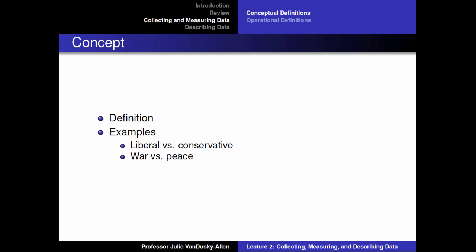For example, we understand that there are differences between being a liberal and being a conservative, but what exactly are those differences? Liberals are more likely to support government intervention into the economy and are pro-choice, while conservatives want a limited government role in the economy and are pro-life.